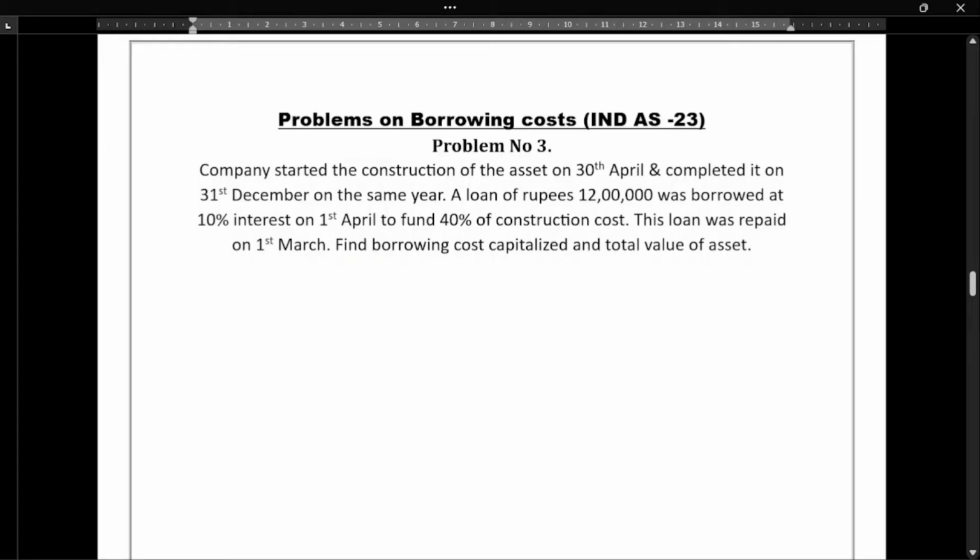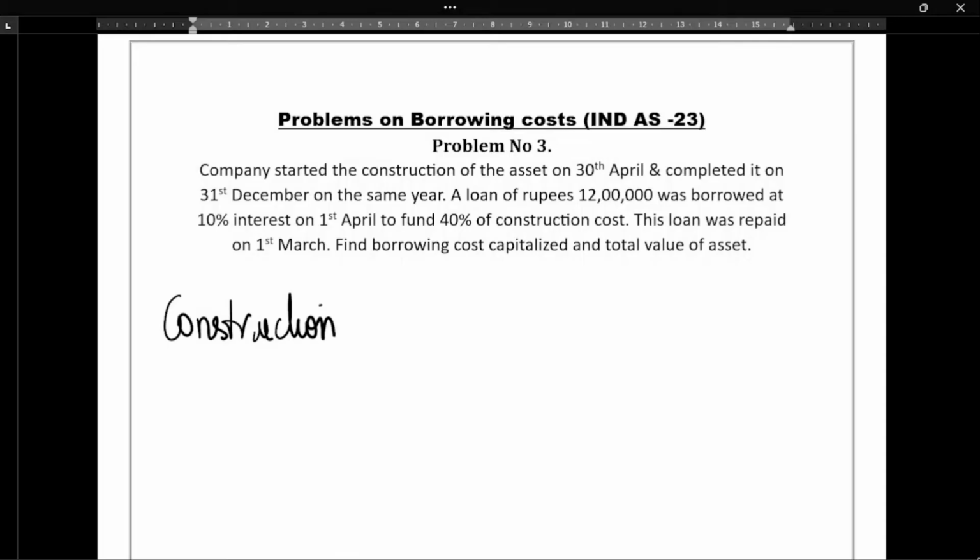In this particular video also, let us solve a problem related to the construction of an asset and borrowing cost. The company started the construction of the asset. They have given the details. The construction of the asset was started on 30th April and completed on 31st December.